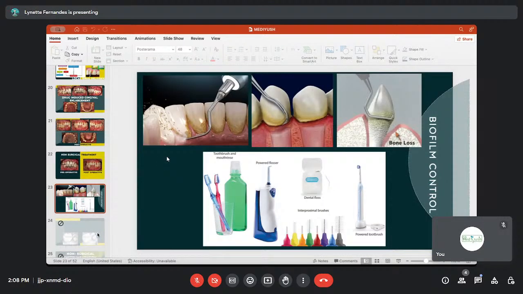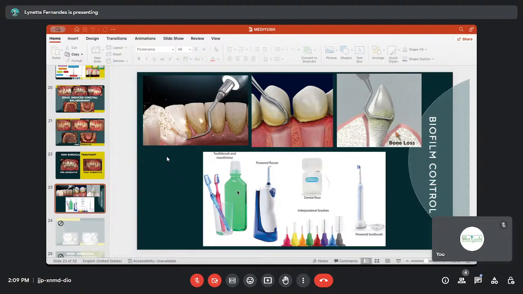So this is all what we do for biofilm control. That is your plaque, which is a biofilm, your supragingival scaling, your subgingival scaling, because your subgingival calculus is what contributes to the bone loss. Along with this, you go ahead and you tell the patients, you have to motivate them to brush twice daily in a proper toothbrushing manner.